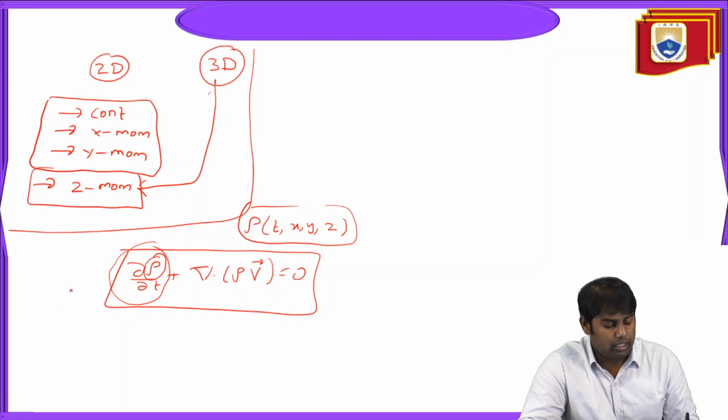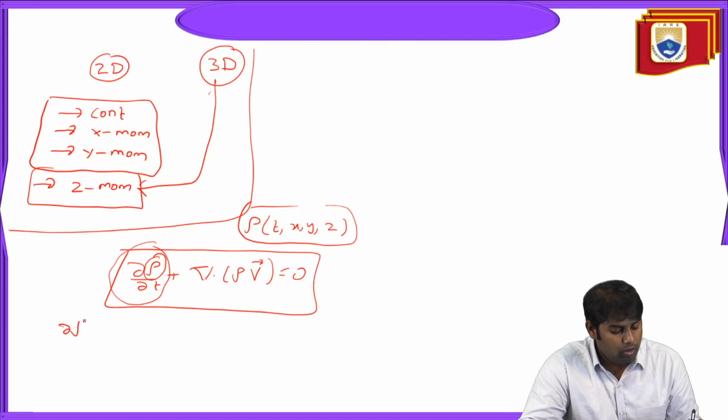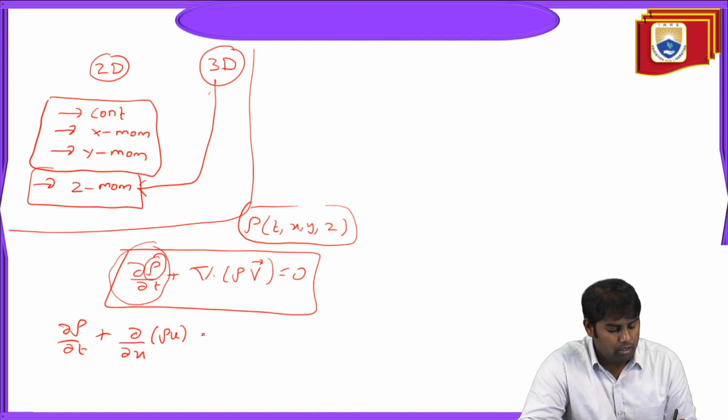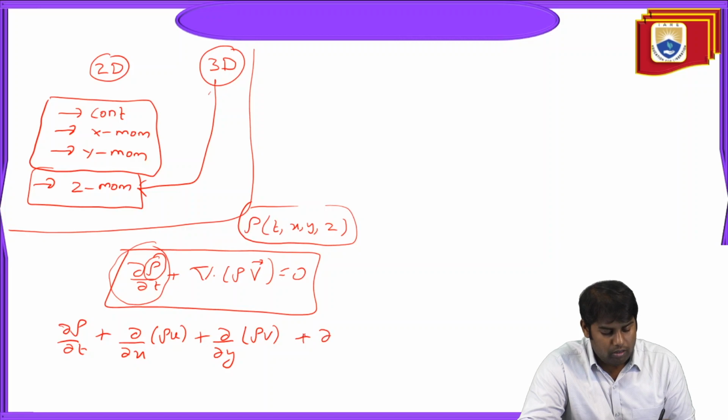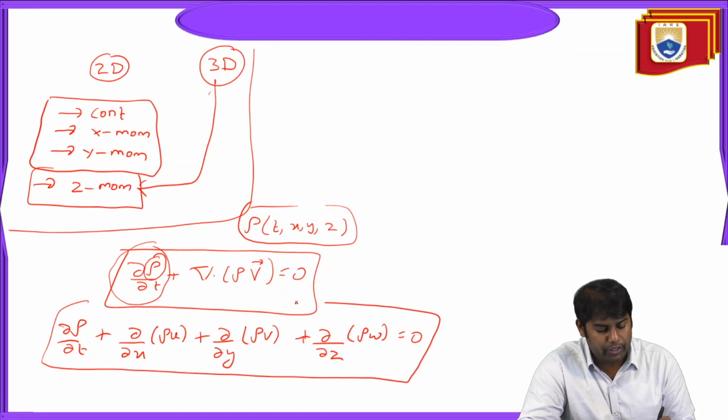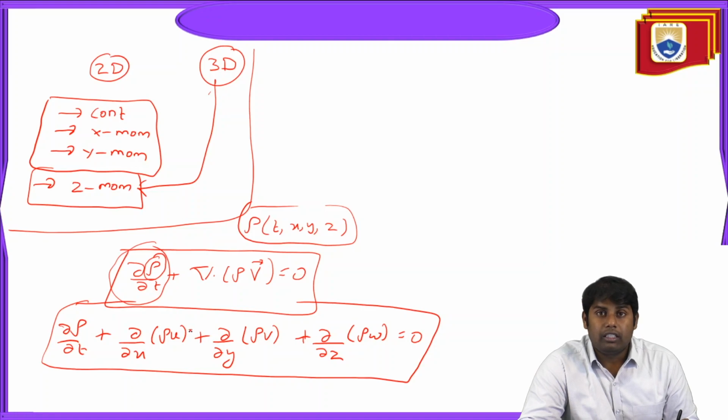So let's expand and see what happens. ∂ρ/∂t + ∂(ρu)/∂x + ∂(ρv)/∂y + ∂(ρw)/∂z = 0. This is the expanded form of the continuity equation, which is for unsteady and compressible flow.